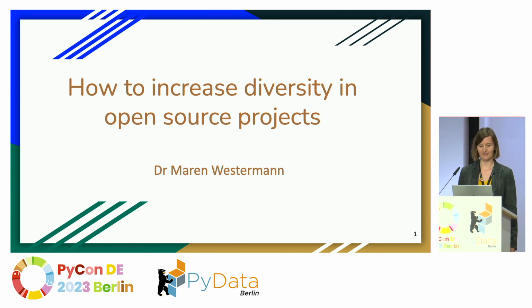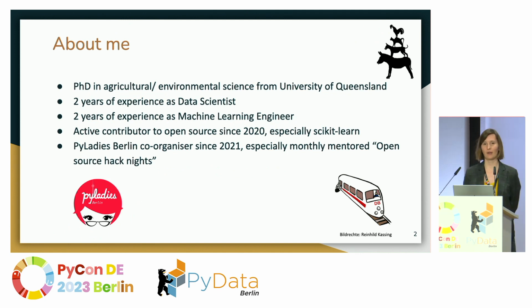I'm Maren Westermann, and a few more words about me. I am from Oldenburg in Germany, near Bremen, represented by the Bremen town musicians in the top corner of the slide. I did a PhD on the intersection of agricultural and environmental science at the University of Queensland in Brisbane, Australia. After that, I transitioned to data science, and then to machine learning. Now at Deutsche Bahn, I am responsible for using machine learning to reduce delays. So if it doesn't work out over time, you know where to complain.